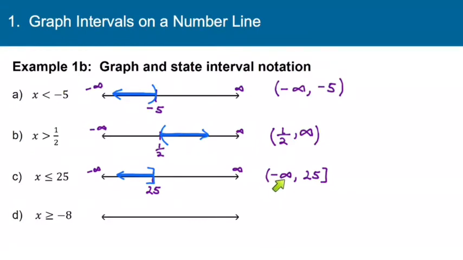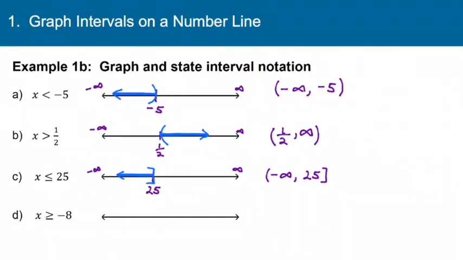Now, the reason that the infinity symbol still has parentheses is because infinity is not actually a number that we can include in our solution. Infinity is just an idea. So we can go toward infinity, but we can never reach it. So we can't actually include it. We only can show it with parentheses. So again, this solution is represented by the interval from negative infinity to 25. Remember, left end, right end.